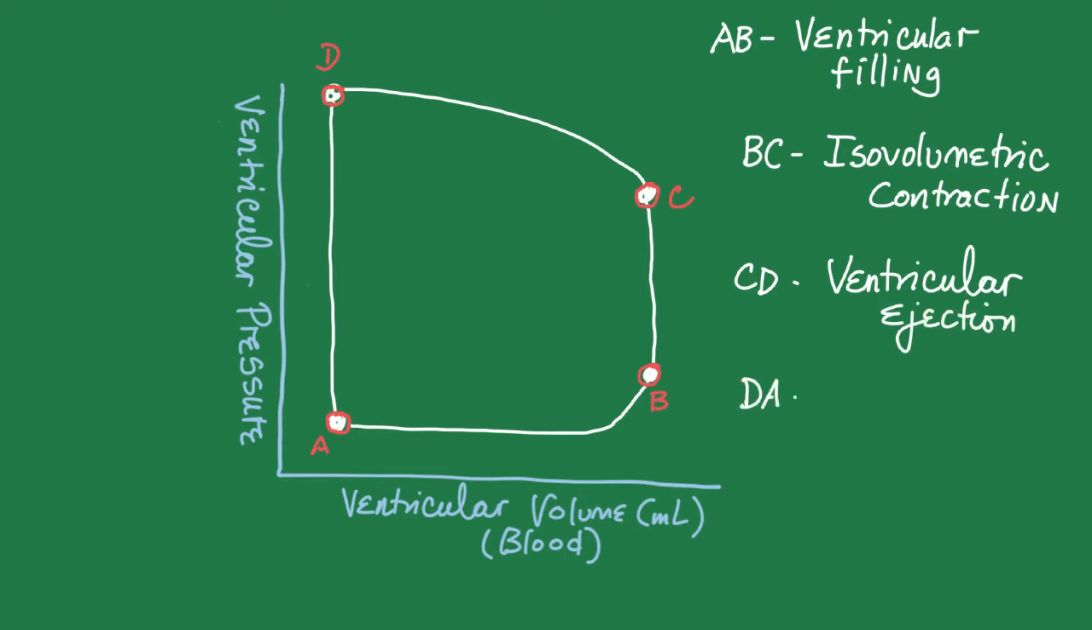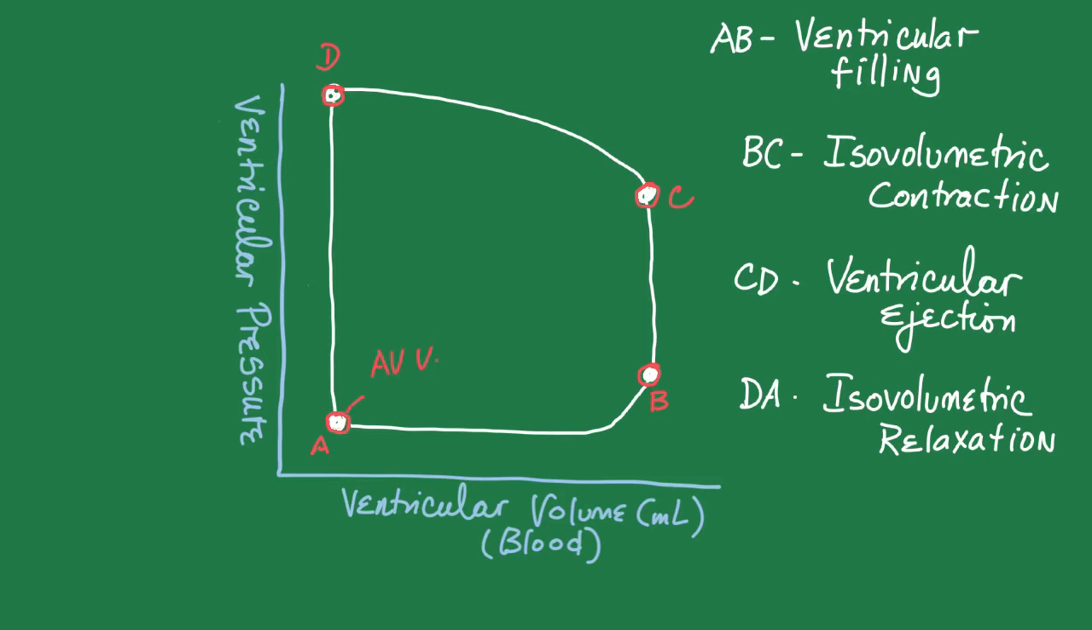At D, SL valves close, and so all valves are closed right now, but the pressure in the ventricle starts to go down because the ventricles are now relaxing. We call that isovolumetric relaxation. All of this together is one cardiac cycle.